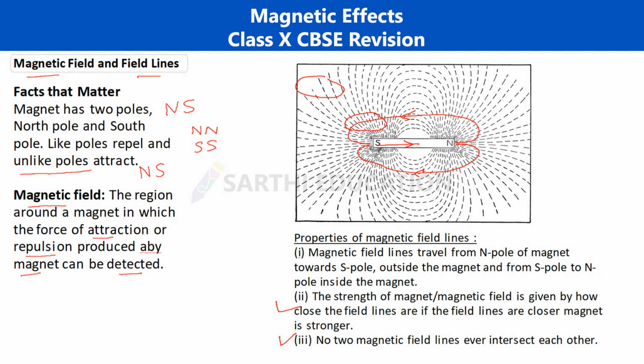Our third point is no two magnetic field lines ever intersect each other. That is, suppose we have a magnetic field line like this. According to this point, there will be no field line intersecting this field line like this. So we will say this scenario will never occur.